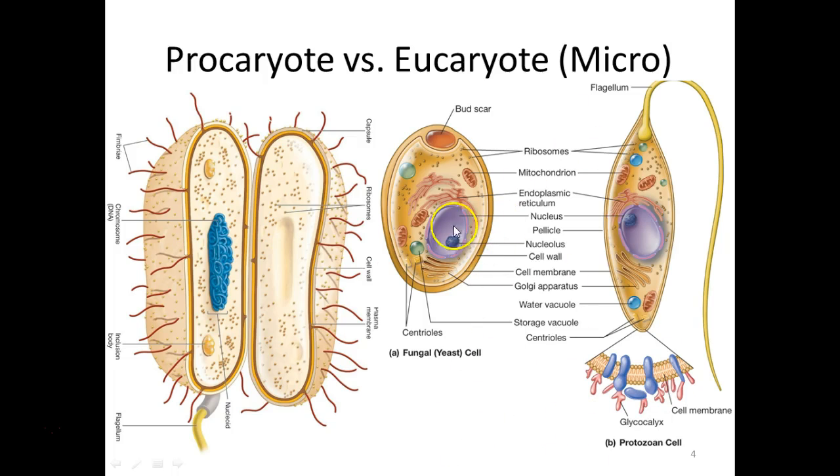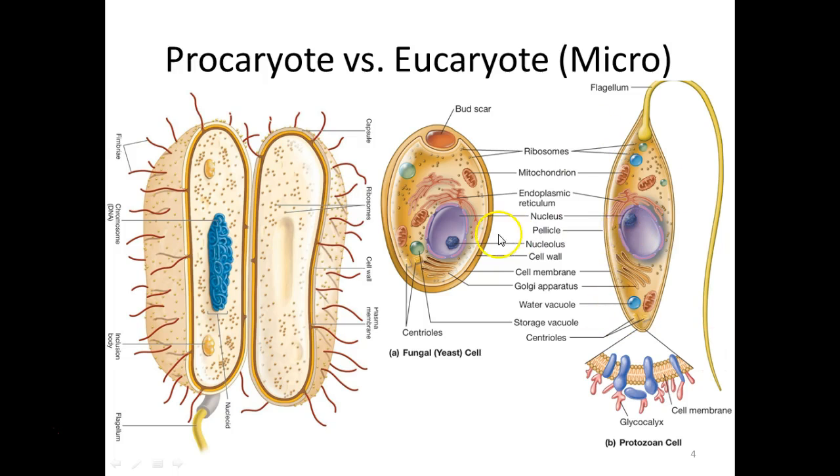This is a yeast, which is a fungal cell, right? This is a protozoa. It could be like euglena, something like that. Notice it has a flagella, just like our prokaryotes. Some of them have flagella. Some eukaryotes will have flagella. But as you'll find out, even though both of them are used for locomotion, they're structurally quite different, and even how they move because of that is quite different.